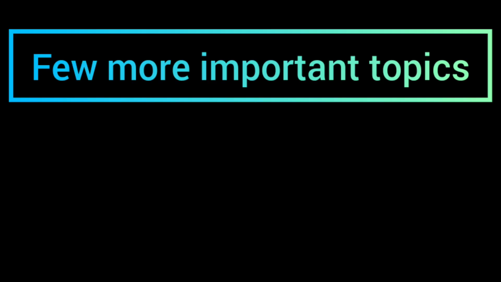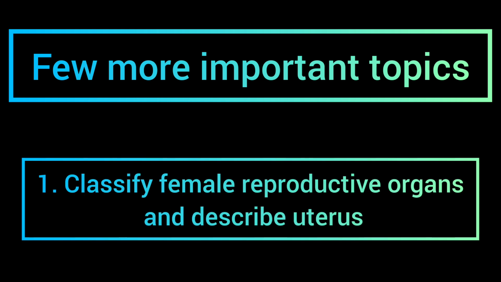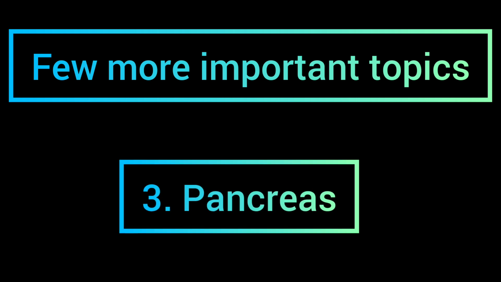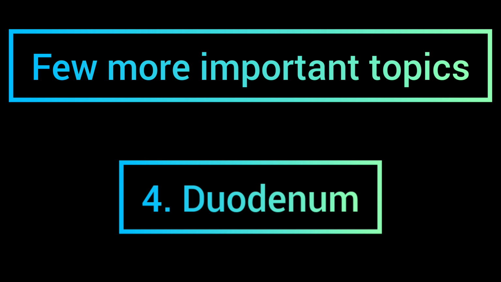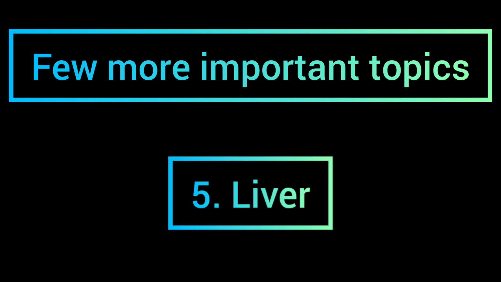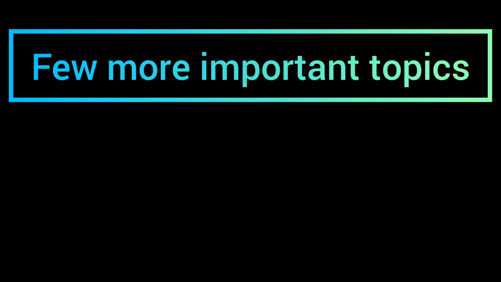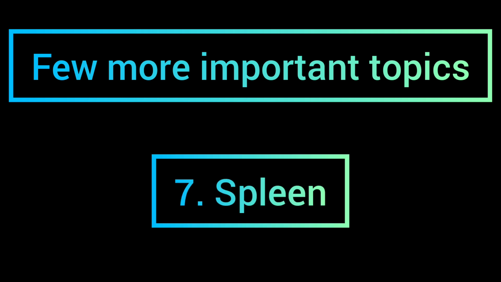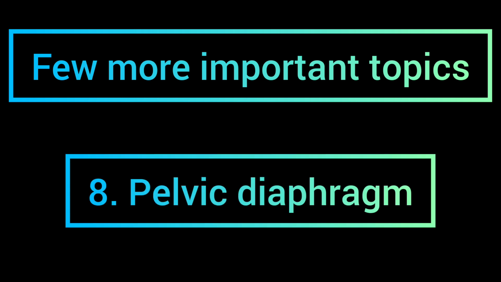Now, let me tell you about those extra topics of abdomen. The first topic is classify female reproductive organs and describe uterus. Second one, classify male reproductive organs and describe testes. The third one, pancreas. Fourth one, duodenum. Sixth one, liver. Seventh one, lymphatic drainage of stomach. Eighth one, spleen. Ninth one, pelvic diaphragm.